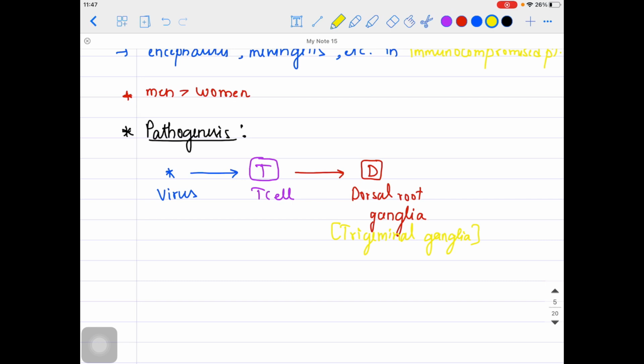For example, the virus infects the T cells in your childhood and you get chickenpox. Once you get the medications, basically acyclovir, we'll talk about that medication, you will be healed after that. But the virus has not disappeared at that point of time. The virus will hibernate, hiding in the dorsal root ganglia or the trigeminal ganglia.